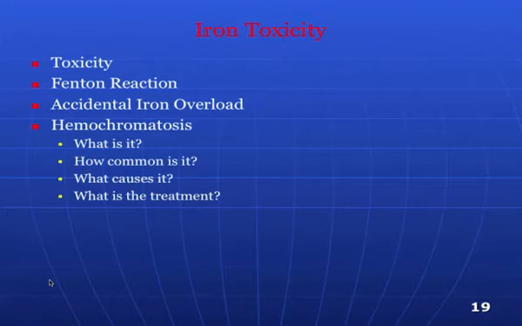Hemochromatosis. Hemochromatosis is a genetic iron overload. And I have this in my notes, so I think it's probably right. This is the most common genetic disorder in the U.S. So it's a genetic iron overload. How common is it? Most common genetic disorder in the U.S., affects at least 1.5 million people in the U.S.